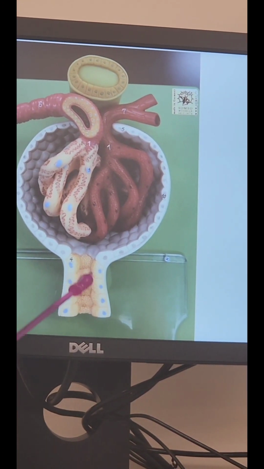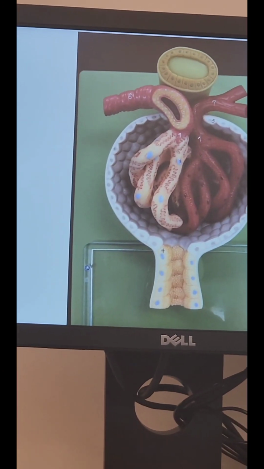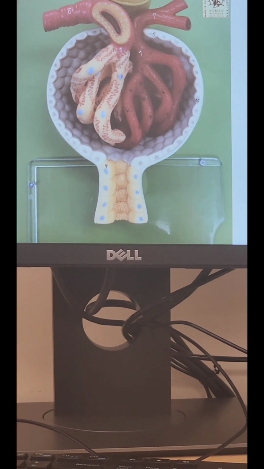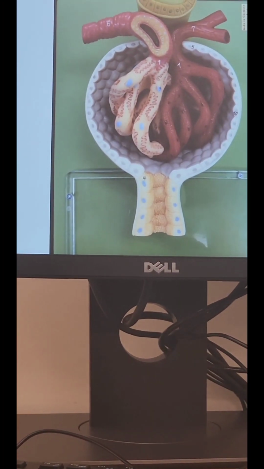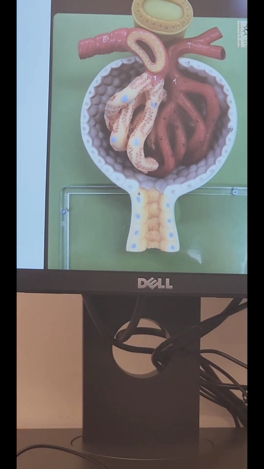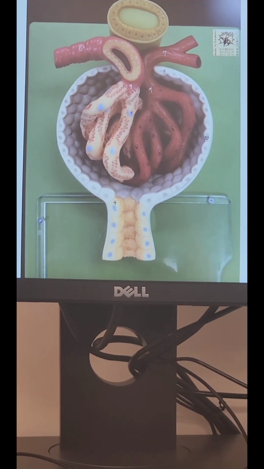And what's the name of this tubule? Proximal. Yes, it's the proximal. You should be confident. Good job. You can see a lot of microvilli here also, right? So are we done with this? Did I miss anything?